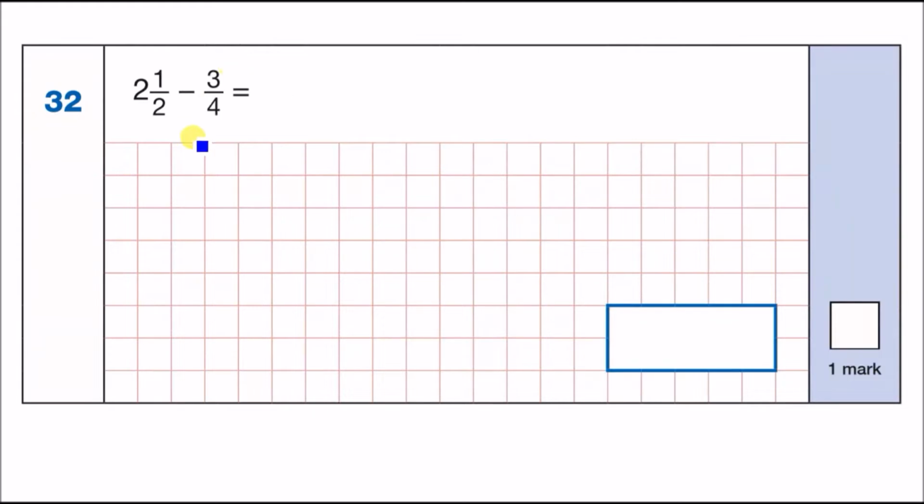So in this question, we need to find 2 1/2 minus 3/4.